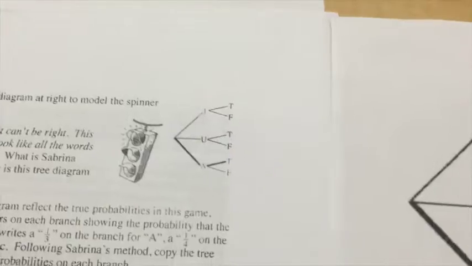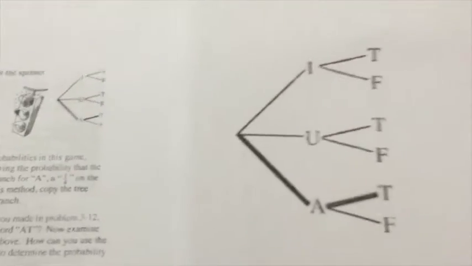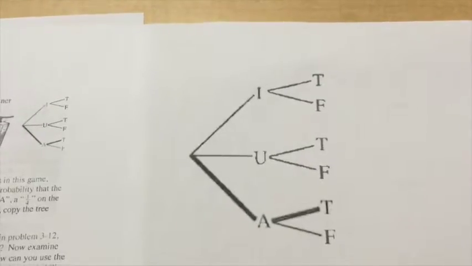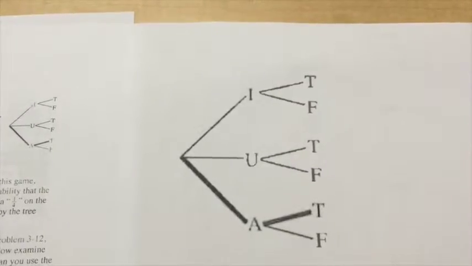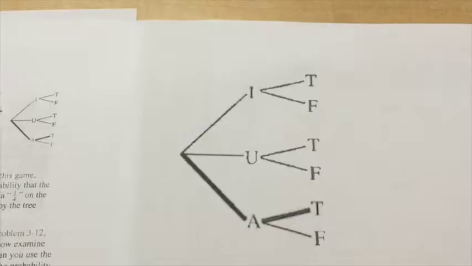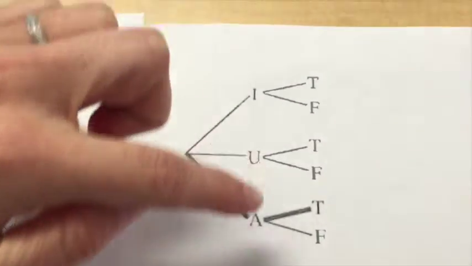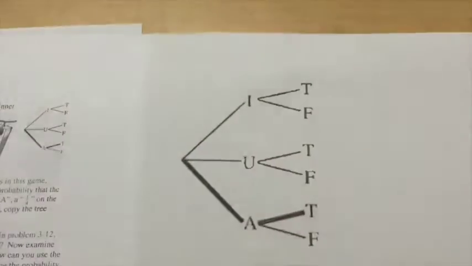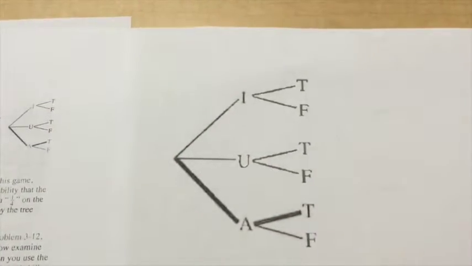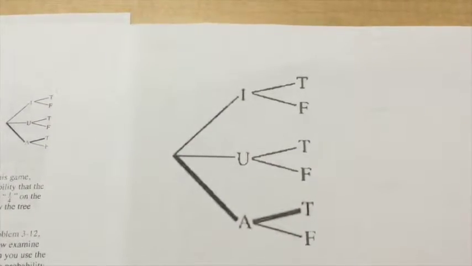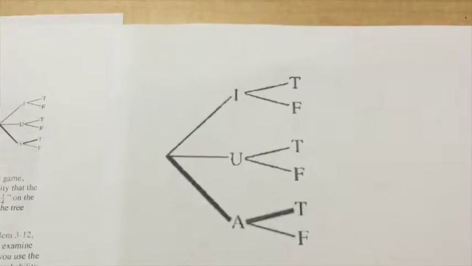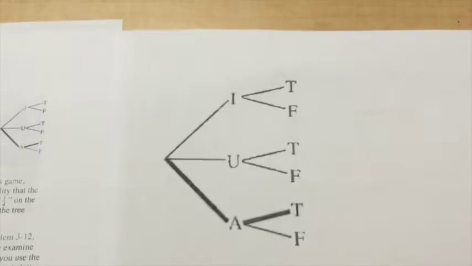And I blew it up a little bit for you guys so you guys can actually see it. So if we look at this one, it does look like it's equally, it looks pretty equal. The spinners are not equally divided. Yes, they have, you see the I, the U, the A. The I has the T and the F. The U has the T and F. The A has the T and F. But they don't have their probabilities yet. So what we want to do is we want to write those probabilities in, right?